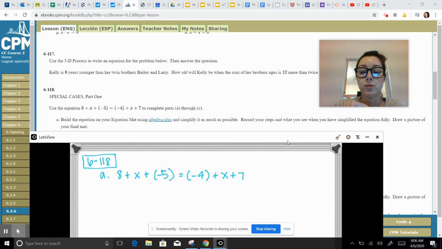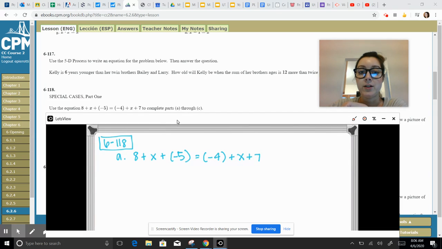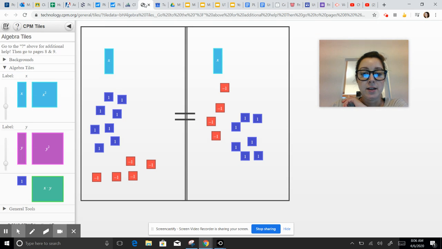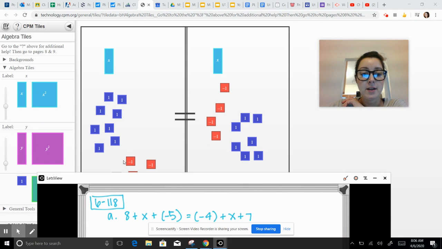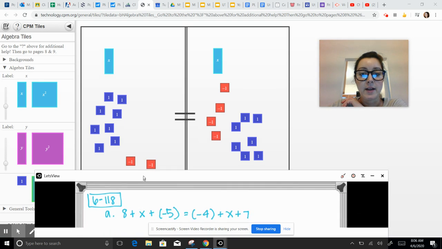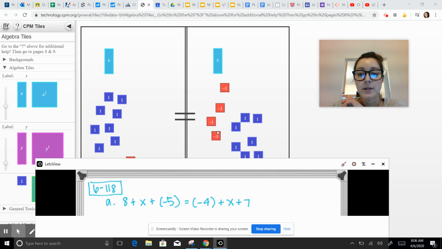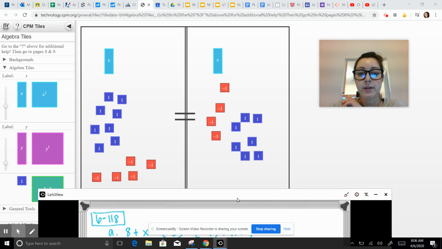I'm going to have you click on this algebra tile link. That's going to take you to the algebra tiles. Pause the video and then unpause it when you have this built on the mat. So go ahead and pause. And you should have built something like this. Let me pull up my screen again. This is showing positive 8 plus x plus -5 equals -4 plus x plus 7.